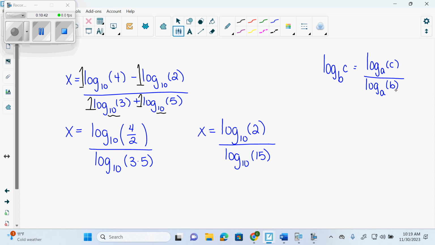It's on my formula sheet, correct? Nothing, it's on my formula sheet. It's on your formula sheet, etc. So instead of it being base a right now, what are my bases? 10. Right? This is a base 10 and this is a base 10. Does it appear anywhere when I rewrite it as a single log? No. Those are going to go away.